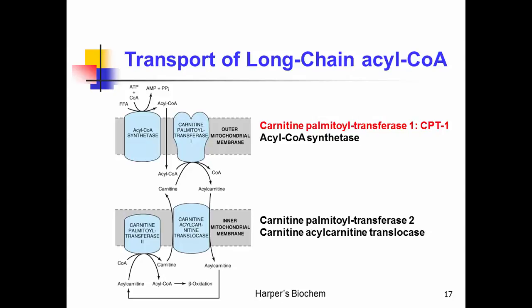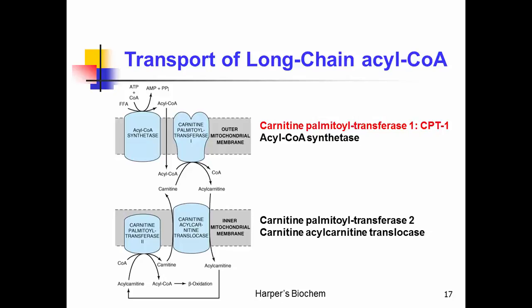Once the fatty acid is activated to fatty acyl-CoA in the cytosol by fatty acyl-CoA synthetase, the acyl-CoA enters the inner space, the mitochondrial intermembrane space between the outer and inner membrane, and CPT1 then catalyzes the formation of acyl-carnitine from fatty acyl-CoA and carnitine, right?